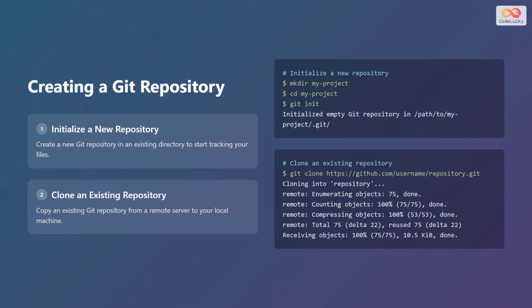To initialize a new repository, first create a directory with the command mkdir myproject, then navigate into it with cd myproject, and finally run git init. This initializes an empty Git repository in the specified directory. To clone an existing repository, use the command git clone https://github.com/username/repository. This will copy the repository to your local machine.